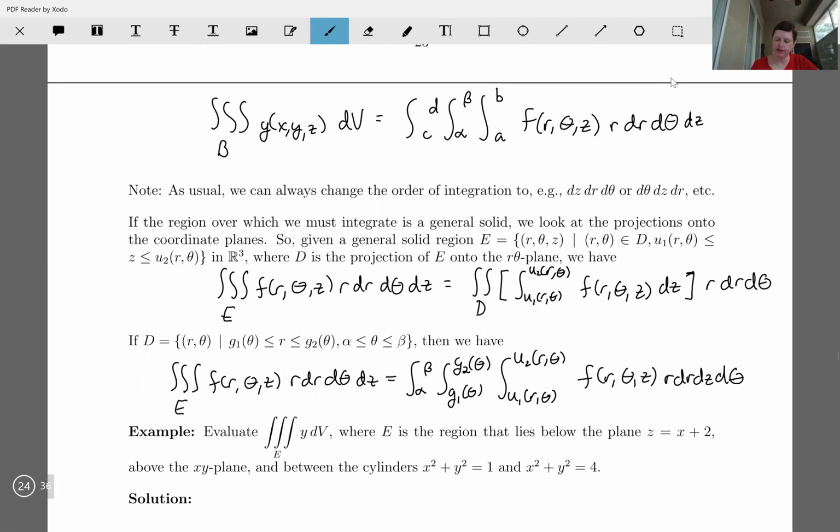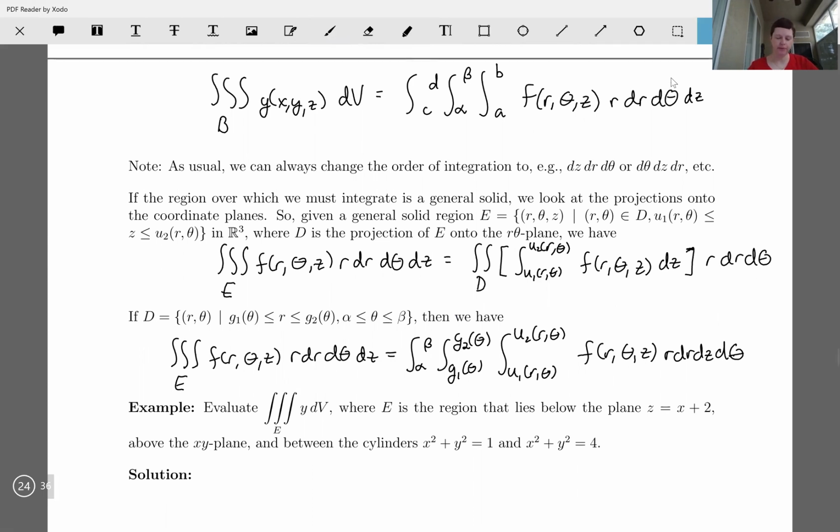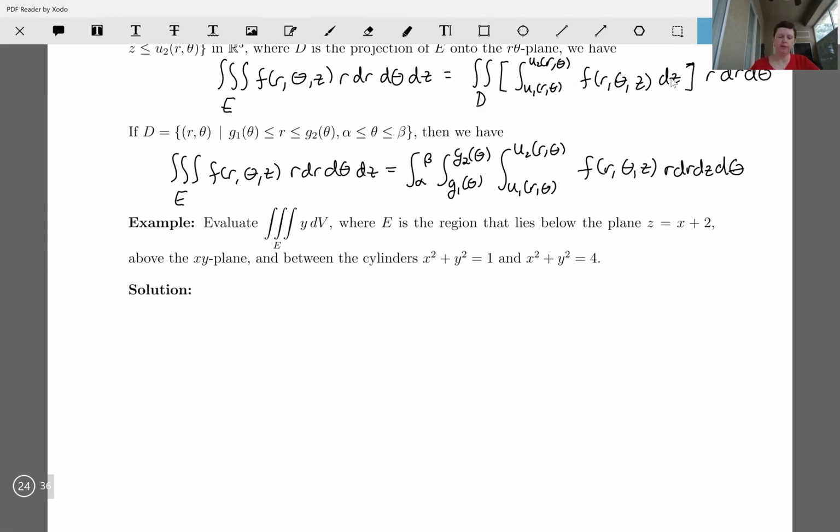And that's the idea. All right, so as usual, we should do some examples, or at least one. Let's evaluate the integral over the region E of y dV, where E is the region that lies below the plane z equals x plus 2, above the xy plane, and between the cylinders x squared plus y squared equals 1 and x squared plus y squared equals 4.